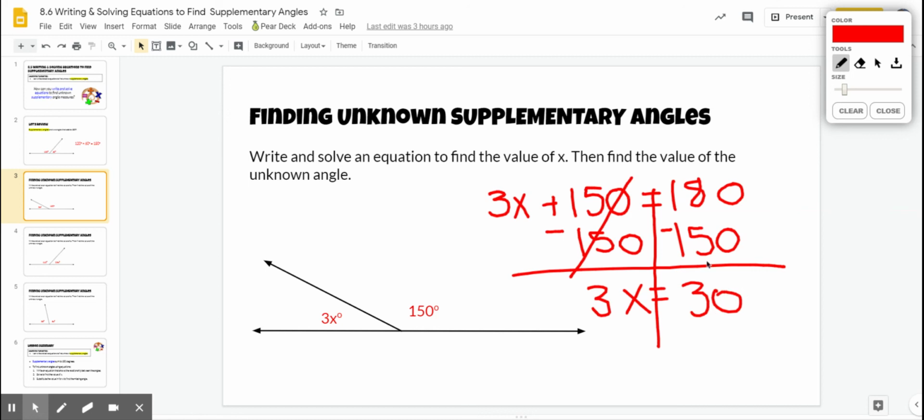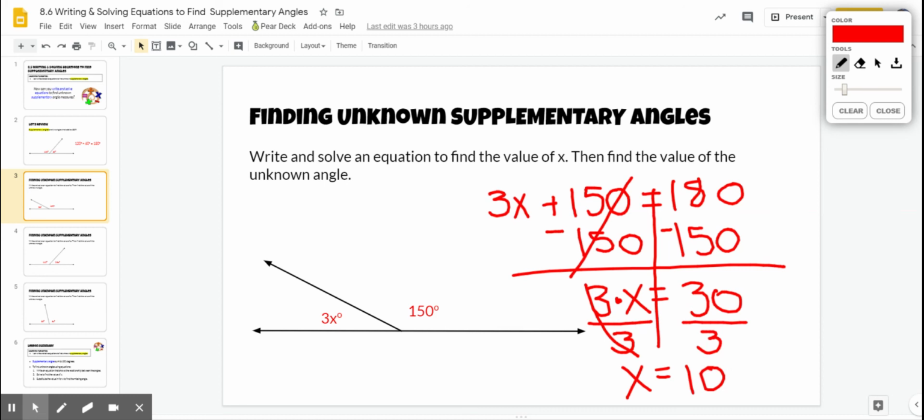Okay, so I still don't have x alone. Right now, x is being multiplied. Even though there's no symbol here, we know that this means multiplication, multiplied by 3. So the inverse of multiplying by 3 is to divide by 3, and we have to do that to both sides to keep the equation balanced. 3 divided by 3 is 1, so those cancel. And 30 divided by 3 leaves us with 10, so x is equal to 10.